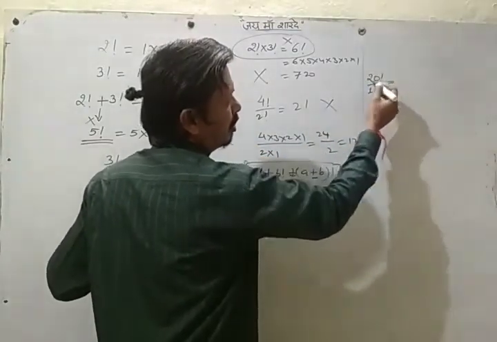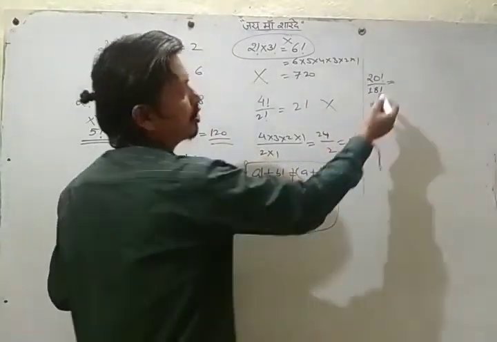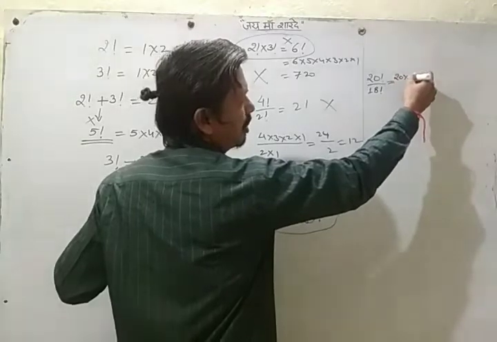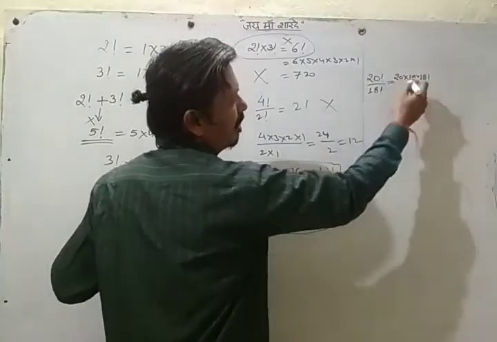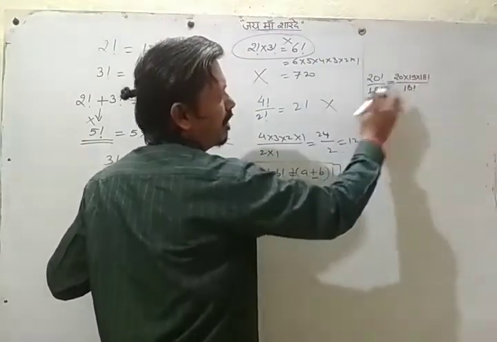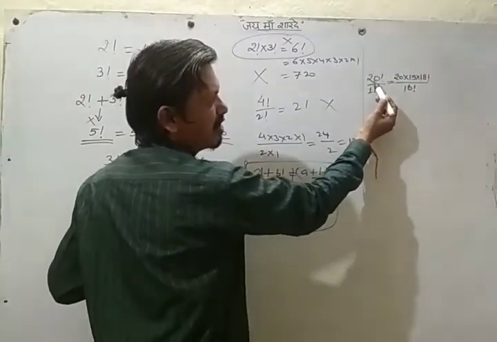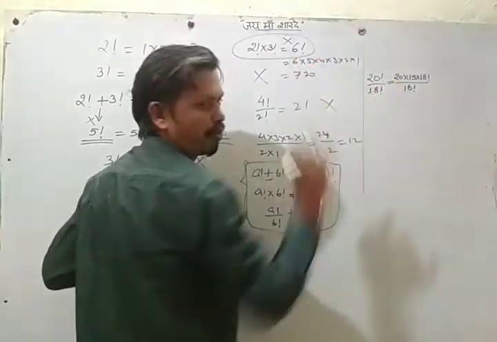So 20 factorial, which is larger here. We can write 20 as 20 into 19 into 18, and we need 18 factorial here, so we can close this factorial. So we can expand 20 factorial as 20 into 19 into 18 factorial. Start with the same number 20 and then take one less each time. According to our need, we can stop.